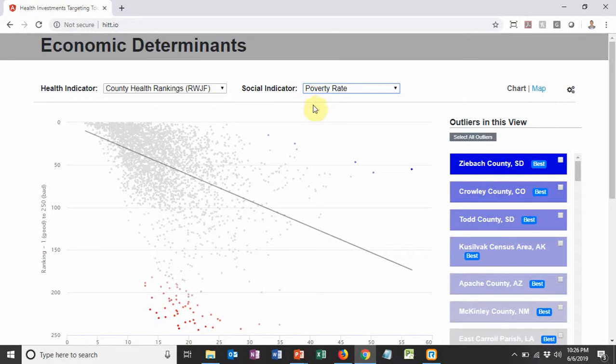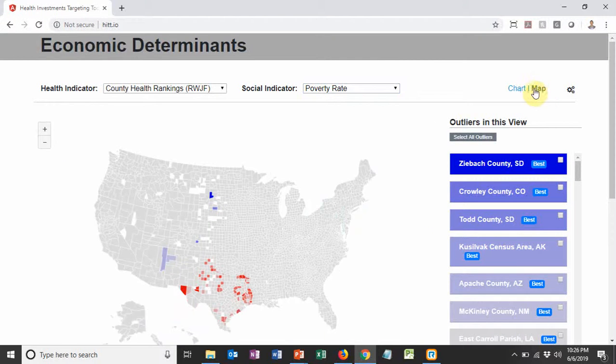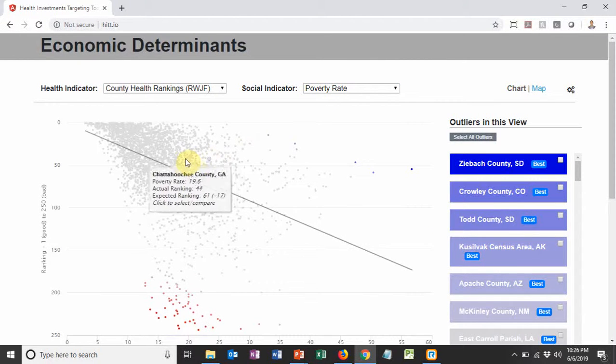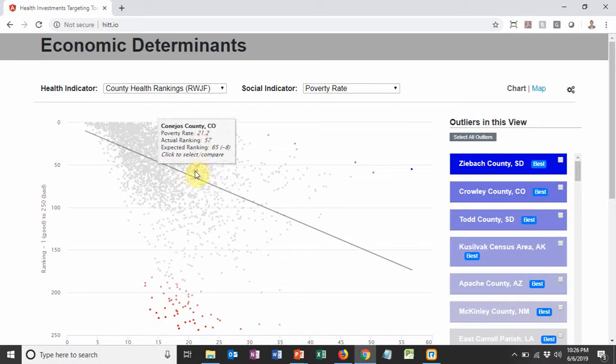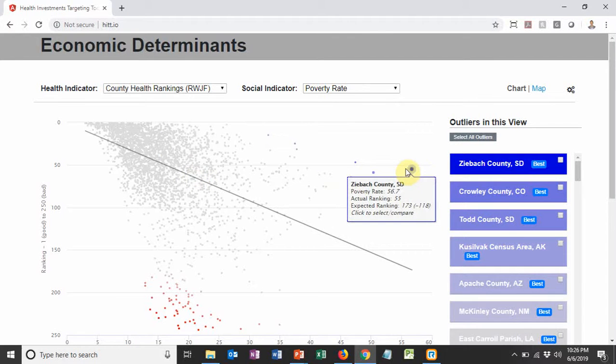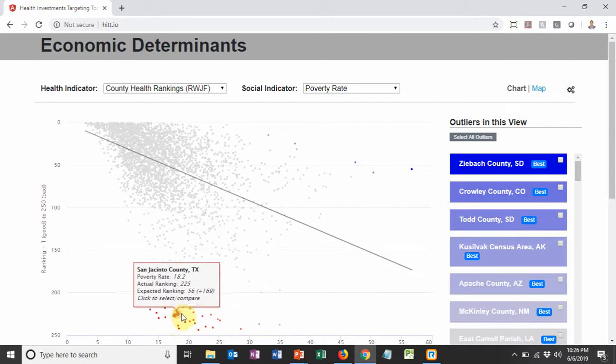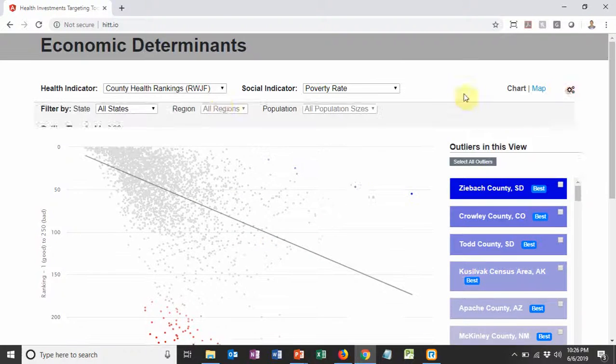And so what the system does is it plots every single county along this mean, which can be viewed in chart view or in a map view. Then you can look at different counties and where they fall compared to the mean. You're going to see their poverty rate and their expected ranking versus the actual ranking and how far they deviate. Those who are outperforming are here in the blue, and those who are underperforming are in the red.